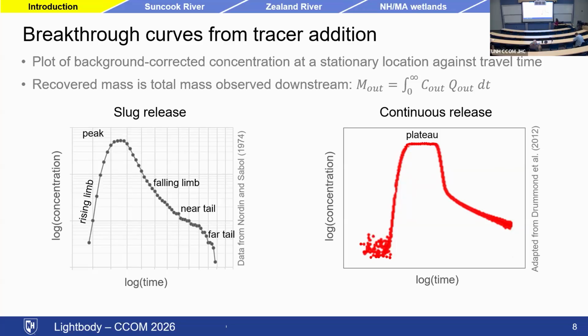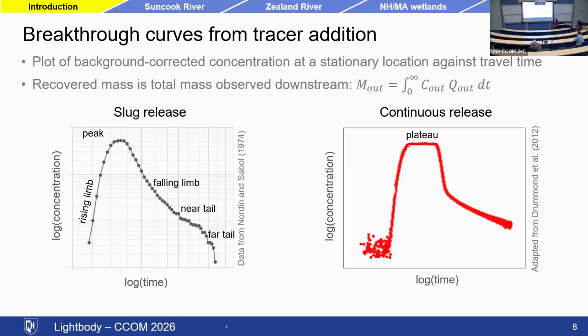On the slide, you can see two measured breakthrough curves. The one on the right reaches a plateau, a steady concentration, because the solute was released continuously over a long period of time. If we have a slug release, sometimes called a pulse release, when everything entered at once, this produces a characteristic curve where there's a rising limb up to a peak, then a falling limb, and then potentially a long tail.